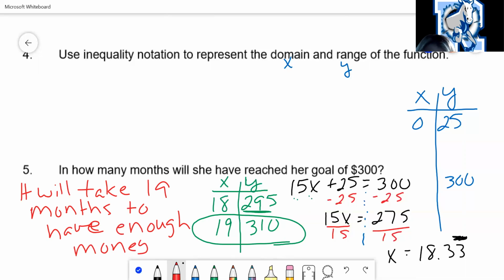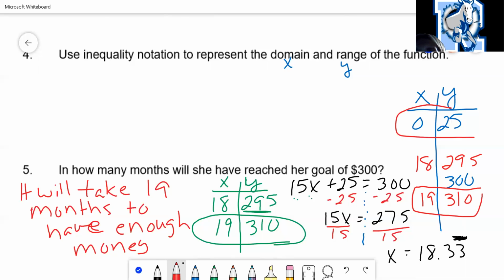So when we go right here, we would have 310 and 295. So that's 18 and that's 19. So this is our end amount, and this is our beginning amount. So now we can write our domain and range.